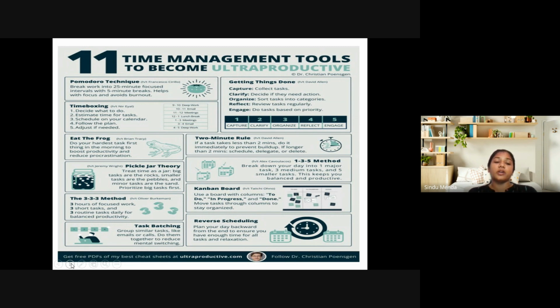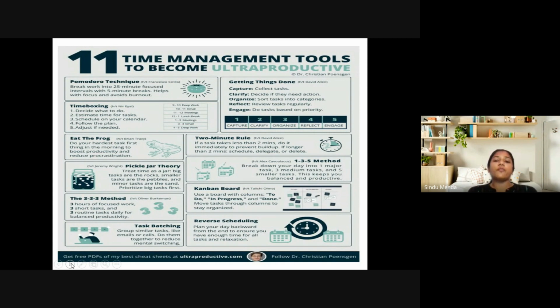Next, reverse scheduling. Anybody know about this one? Reverse scheduling is a way of setting milestones and starting a day by working backwards from the required task completion on that particular day. Whatever unfinished work you have from the previous day, you need to do that work and finish that task. That is reverse scheduling.